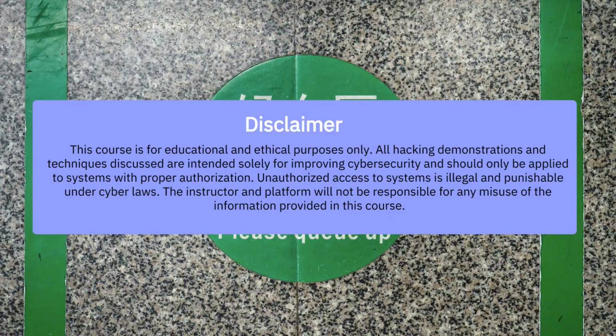All hacking demonstrations and techniques for improving cybersecurity should only be applied to authorized systems. Unauthorized access is illegal and punishable under cyber laws. The instructor and platform are not responsible for misuse in this course.